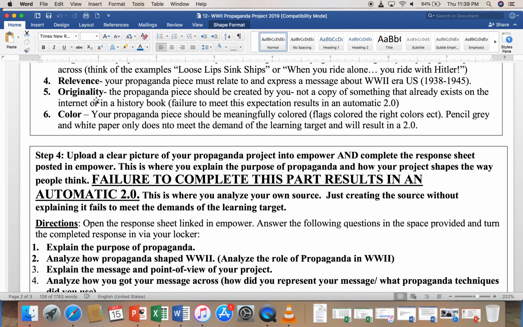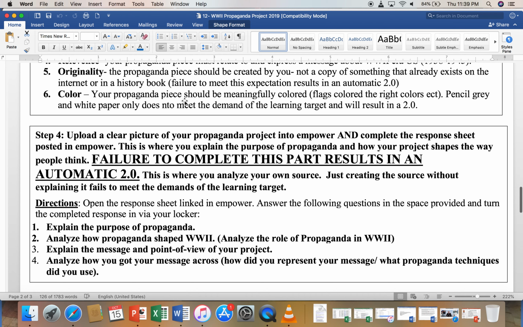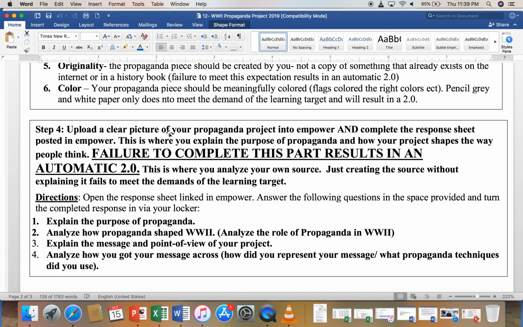All right, next up we have color, and we talked about this briefly earlier. Your propaganda piece should be meaningfully colored, meaning that flags are colored the right colors. Pencil gray and white paper does not meet the demand of this learning target and results in a 2.0. This learning target is partially about art and how art shapes our culture. I'm not going to say that pencil sketches aren't art, but it's not the same kind of thing as a political cartoon or something that's in color, because color often has meaning or symbolism. And so I think that that's critical for this.